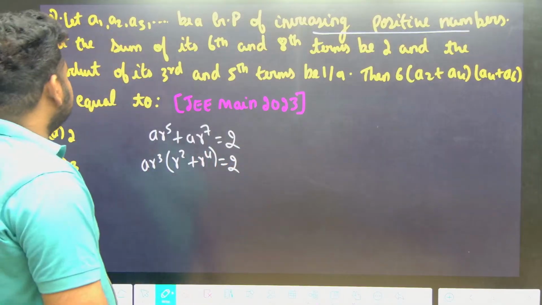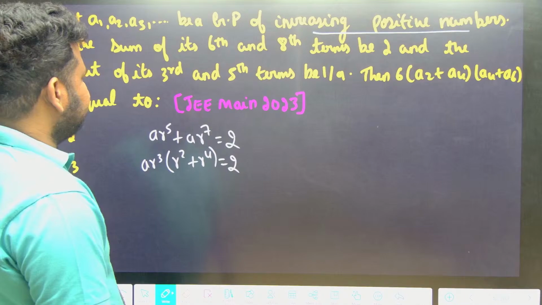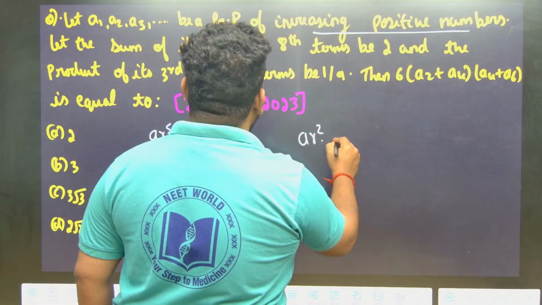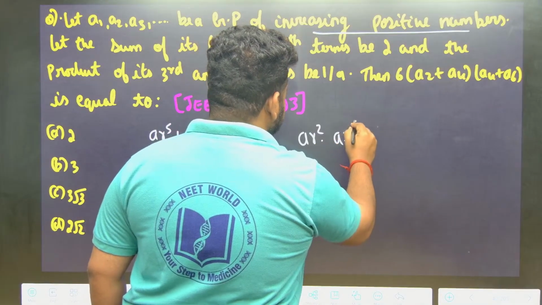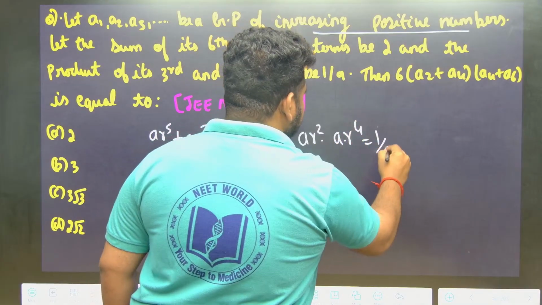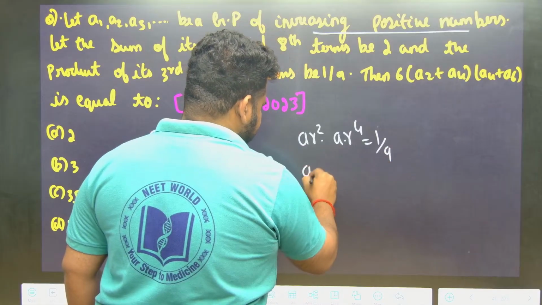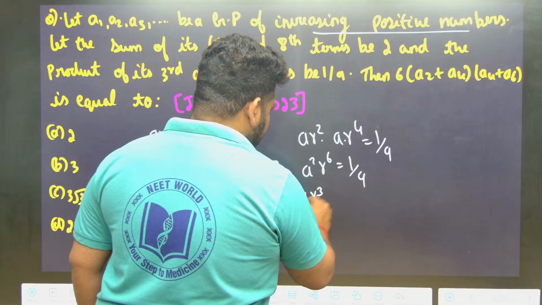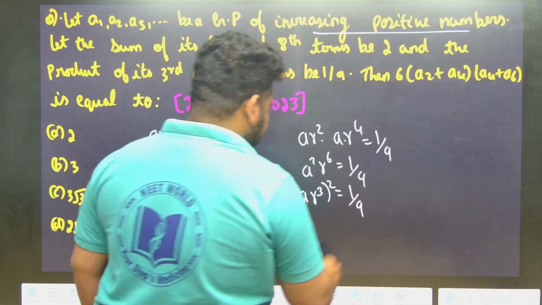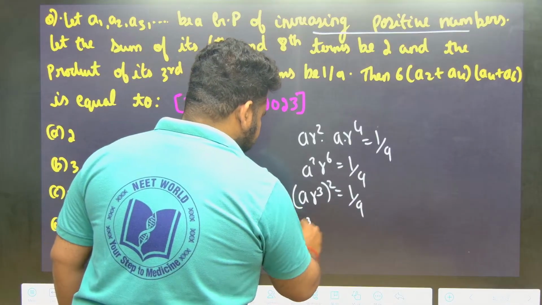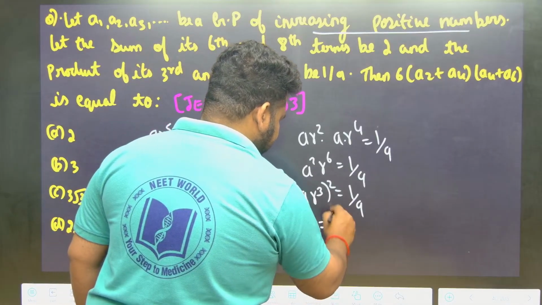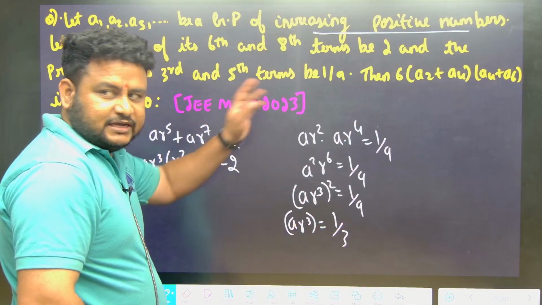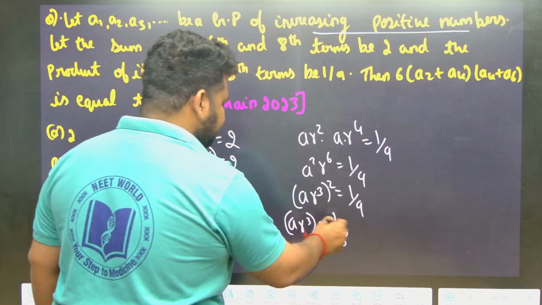Next, what are they telling? And the product of its third and fifth terms is 1 by 9. Third term can be written as a r square into a r power 4 is given as 1 by 9. So I can write it as a square r power 6 is equal to 1 by 9, or I can write it as (a r cube) whole square is equal to 1 by 9. So a r cube will be equal to the square root of 1 by 9, that will be 1 by 3. You should not take plus or minus, it is plus 1 by 3, because it is increasing GP. So a r cube I got as 1 by 3.